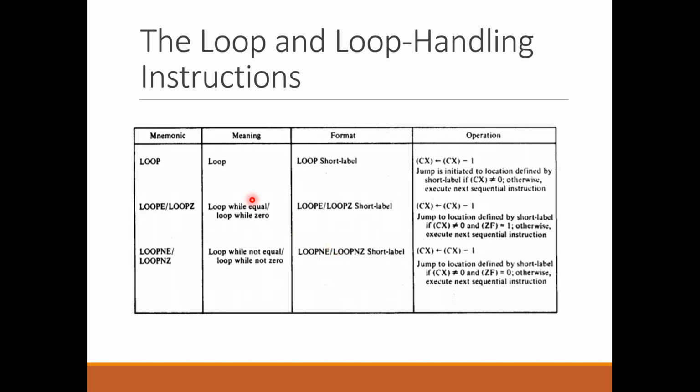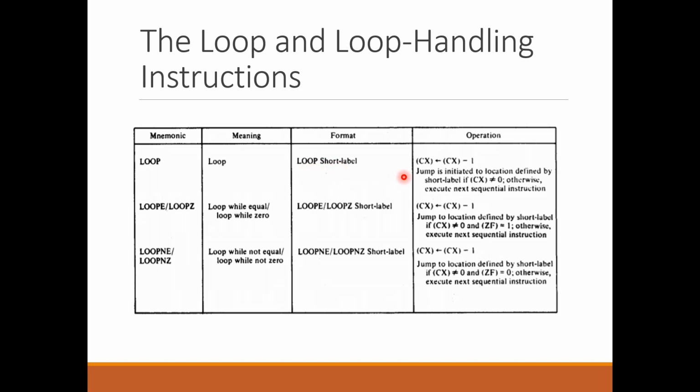In assembly language we have three different loop instructions: LOOP, LOOPE or LOOPZ, and LOOPNE or LOOPNZ. How are they executed, and what is the operation of each of them? The first one is just a simple loop, and the format is LOOP followed by a label. You need to specify a label as an operand of this loop instruction.